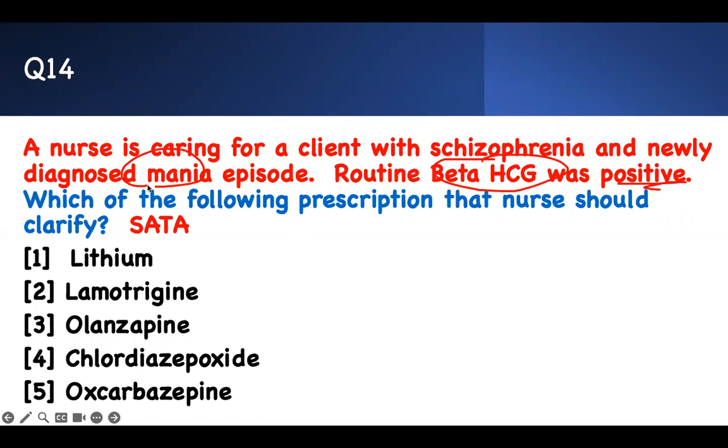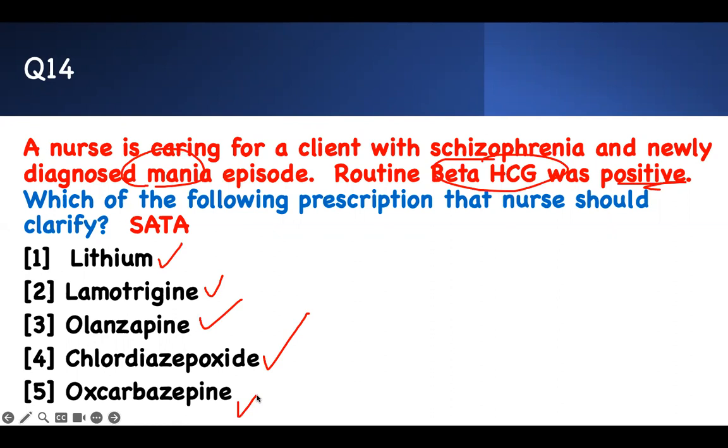Well, you're pregnant, so you should avoid mood stabilizers, right? You should also avoid second generation antipsychotics. And you should also avoid what? Benzos, right? And what else? The last one, do you recognize it? I hope you do. It's also a mood stabilizer. So all of them you should avoid.